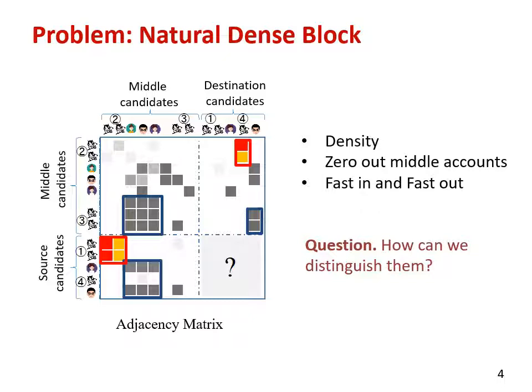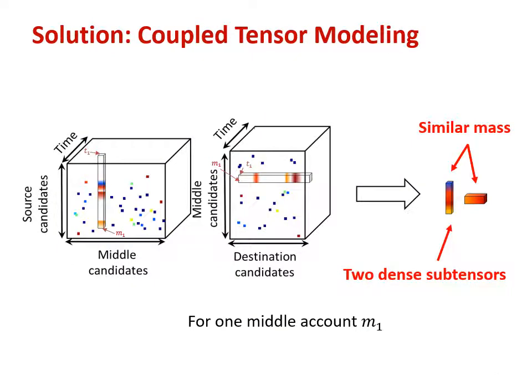We can see that suspicious dense blocks form a transfer flow through a middle account, which is not found in natural dense blocks. So how can we utilize the above characteristics to distinguish suspicious dense blocks? Our solution is modeling transfer flow as two coupled tensors. As this figure shows, for one middle account, the transactions which transferred into and out of it will create two fibers in the coupled tensors.